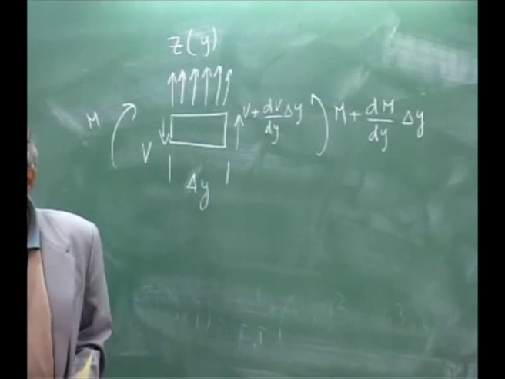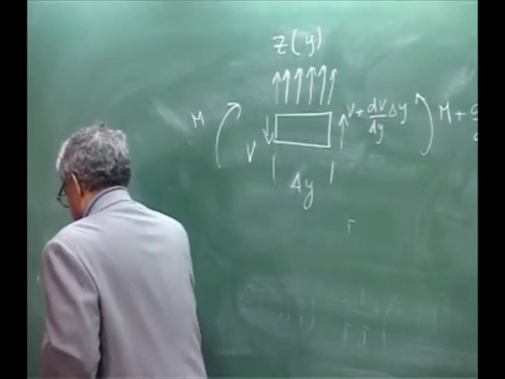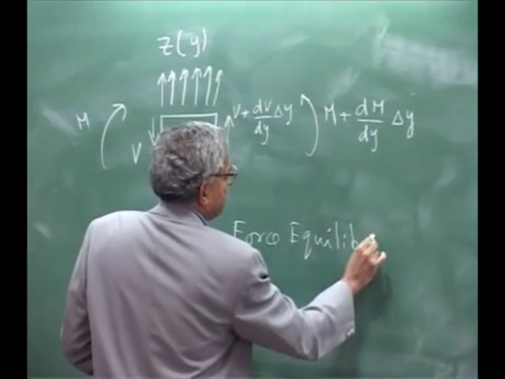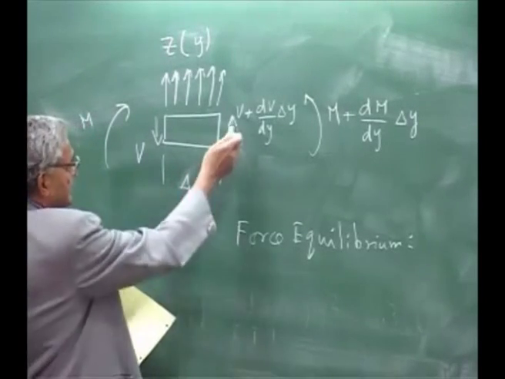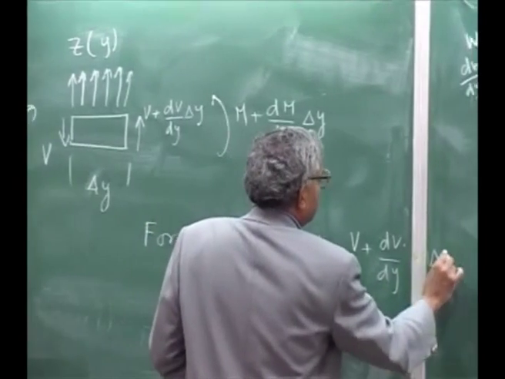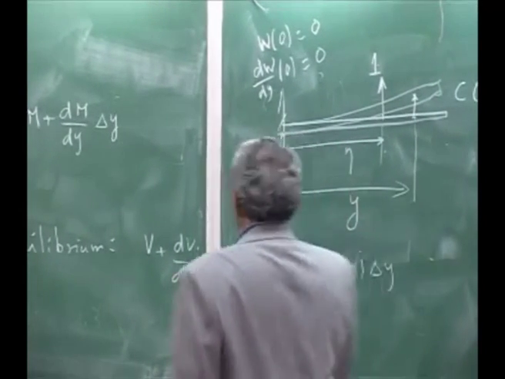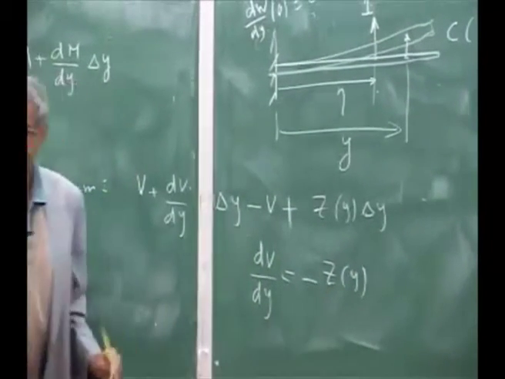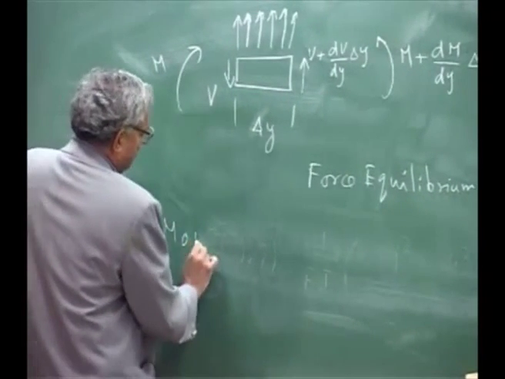Now you write the equilibrium of this element. Force equilibrium, that means all the forces. You will write z(y) into delta y. That must mean this is V and minus V. So you will have V plus dV over dy delta y minus V plus z(y) delta y, and this will give you dV over dy is minus z(y), right. Then you take a moment equilibrium. This is force equilibrium. Then you can write moment equilibrium.